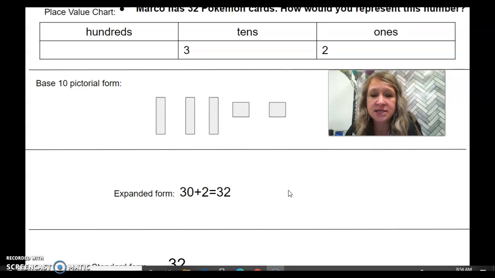Another problem says Marco has 32 Pokemon cards. How would you represent this number? Well, 32 has 3 tens and 2 ones. Base 10 pictorial form, that's 3 longs and 2 units. Then how much is 3 longs worth? Count them by tens. 10, 20, 30. So that's 30 plus 2 units. How much is 2 units? 2. That equals 32. And standard form is the digits 3 and 2 to make 32.